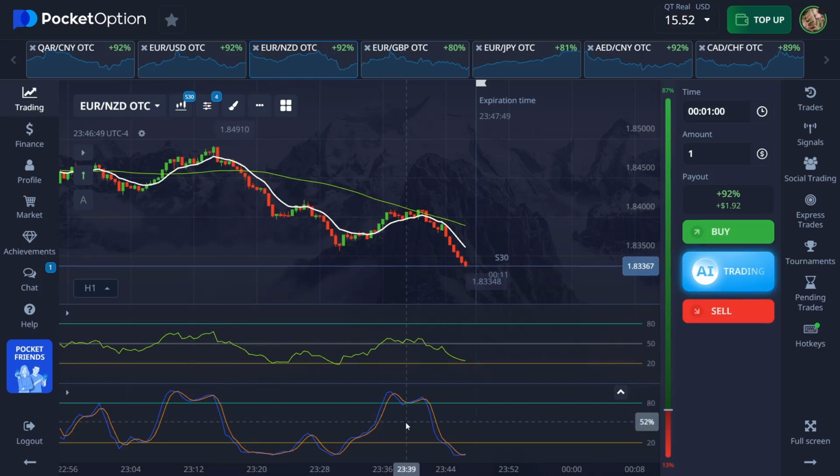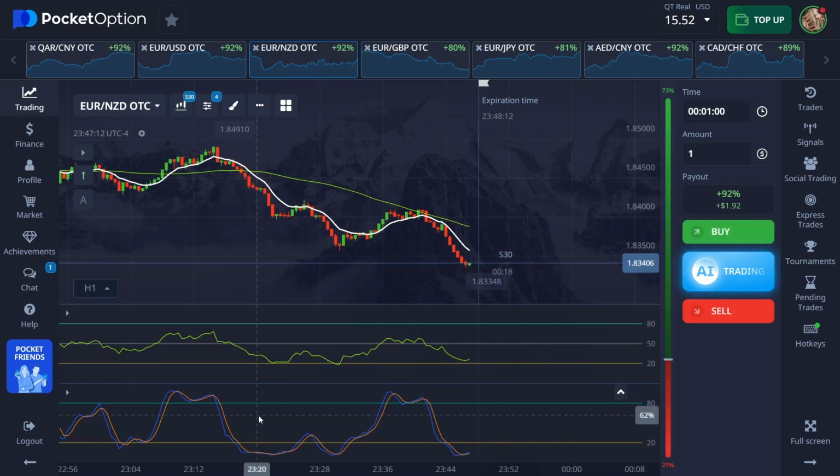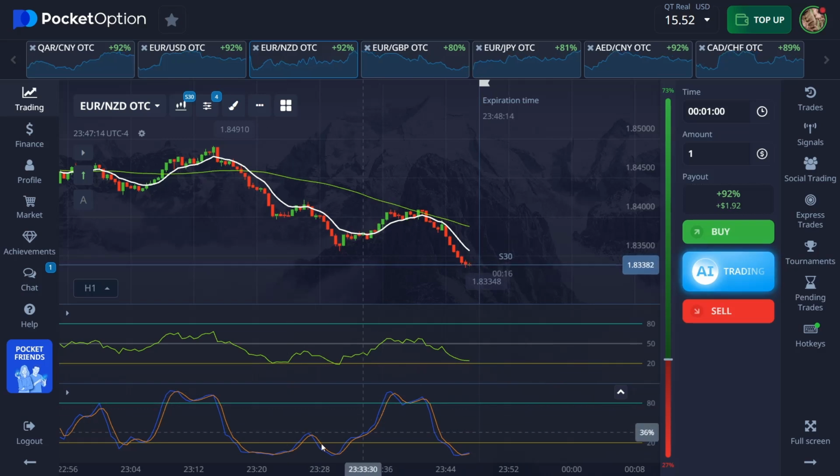Most traders, for example with the stochastic, would wait until you see these two lines reach the upper level, and then they go ahead and go short, they sell. And the opposite, when you reach the bottom level, they would go ahead and buy. So most traders use it.